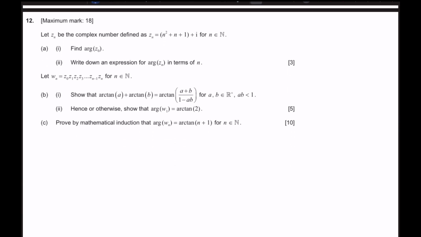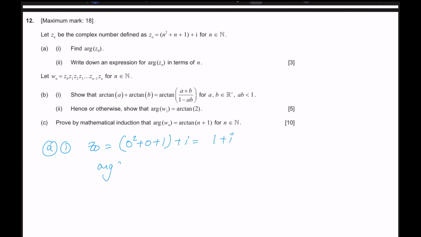So coming to the last question. Zn is a complex number that is defined as Zn equals n square plus n plus 1 plus i, for n belonging to natural numbers. We have to find the value of argument of Z0. So Z0 would be basically 0 square plus 0 plus 1 plus i, which is 1 plus i.